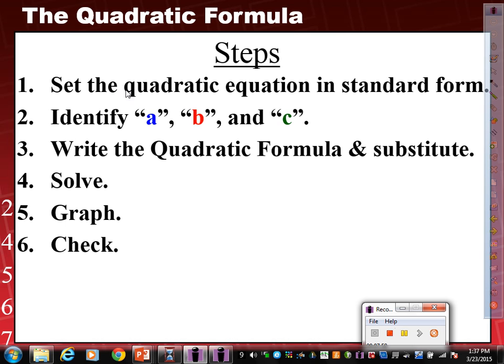All right, so we're back. Let's see. So once again, set the quadratic equation in standard form. We already know how to do that. Identify A, B, and C. We'll revisit that. We saw some of this last semester. Step 3, write the quadratic formula and substitute. We'll talk about that in a little bit. Solve, graph, and check.